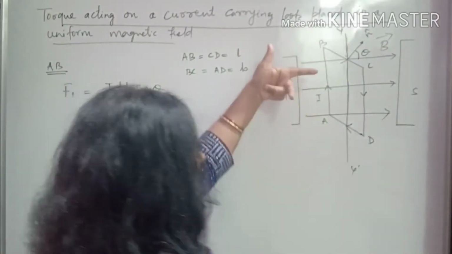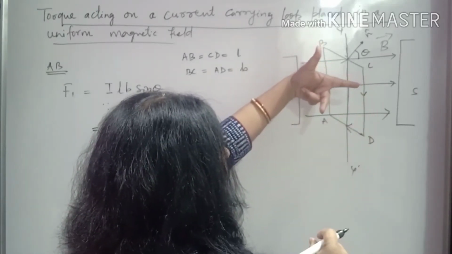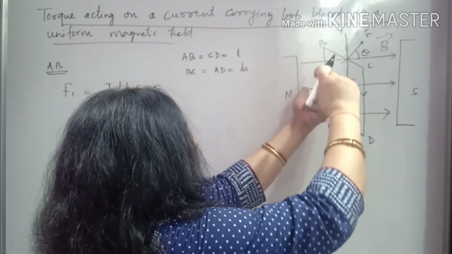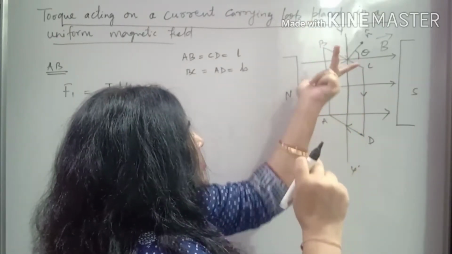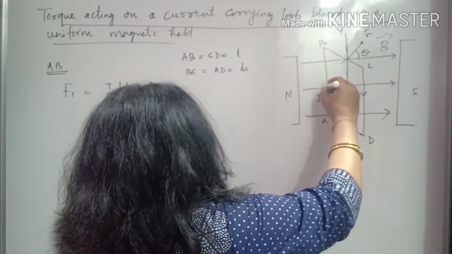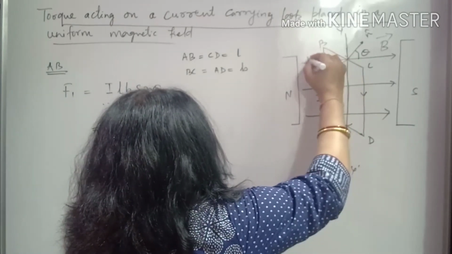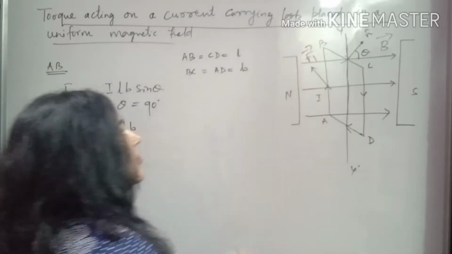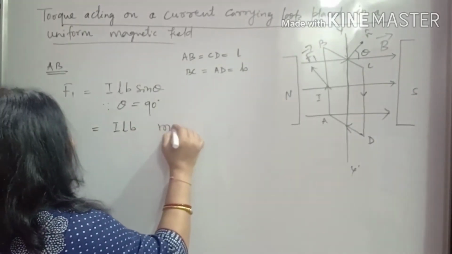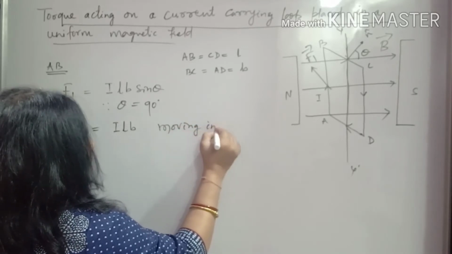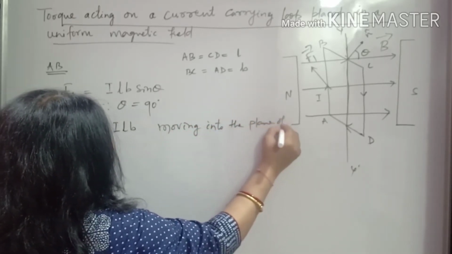Now let's apply it here. The first finger indicates the direction of the magnetic field, and the middle finger gives the direction of the current. The current, you can see, is moving up like this. So what is the direction of the force here? This is the direction of the force, which is moving inward. So here ILB is moving into the plane of the paper.